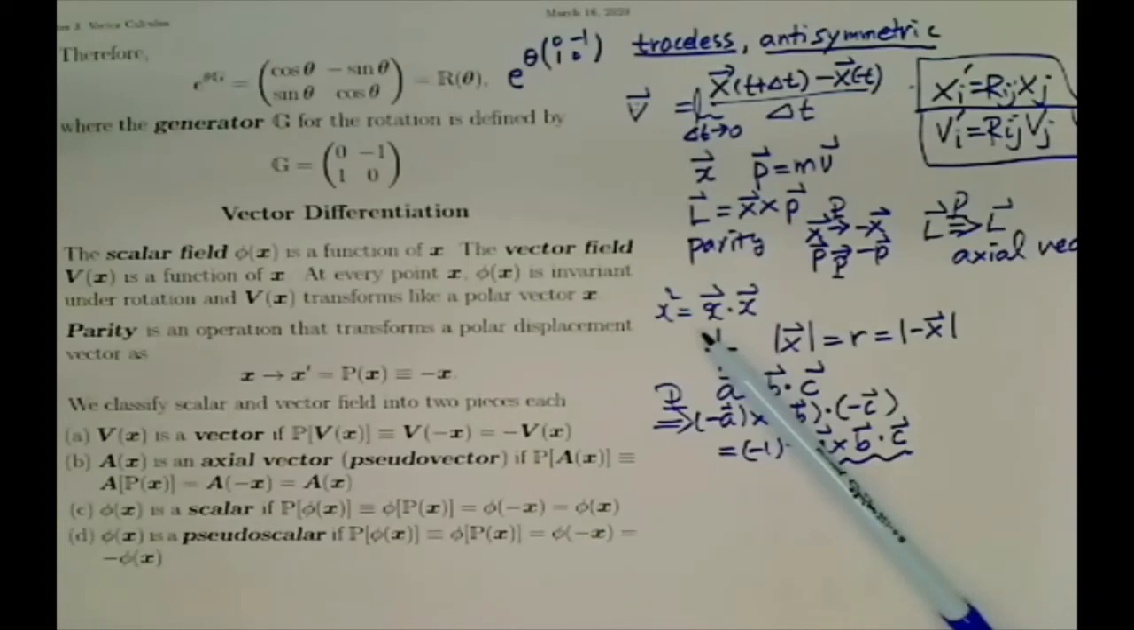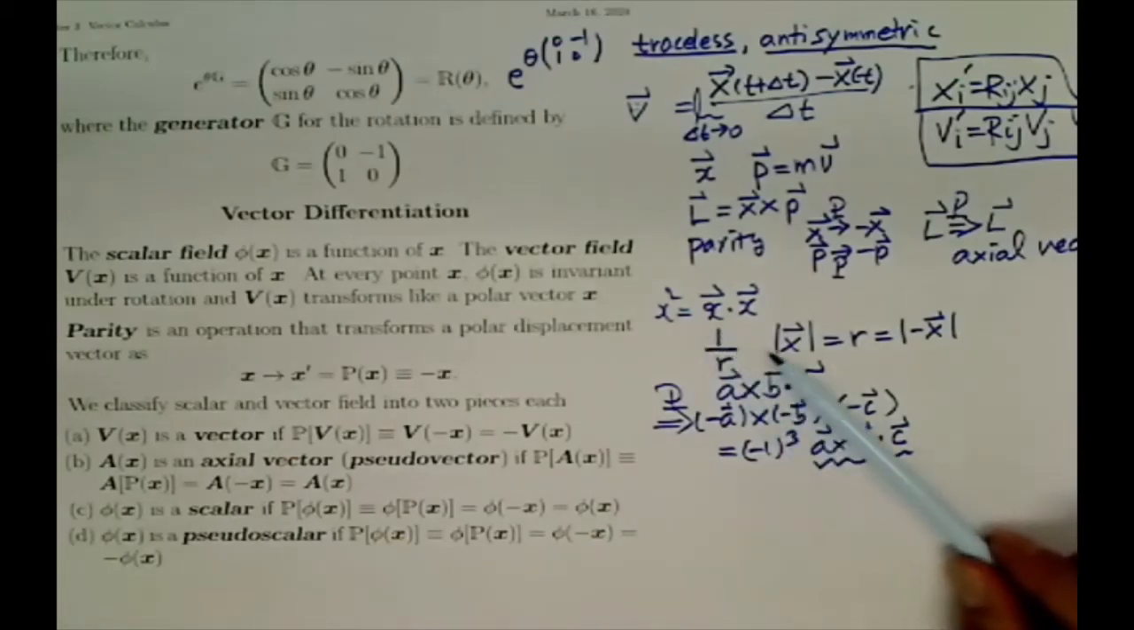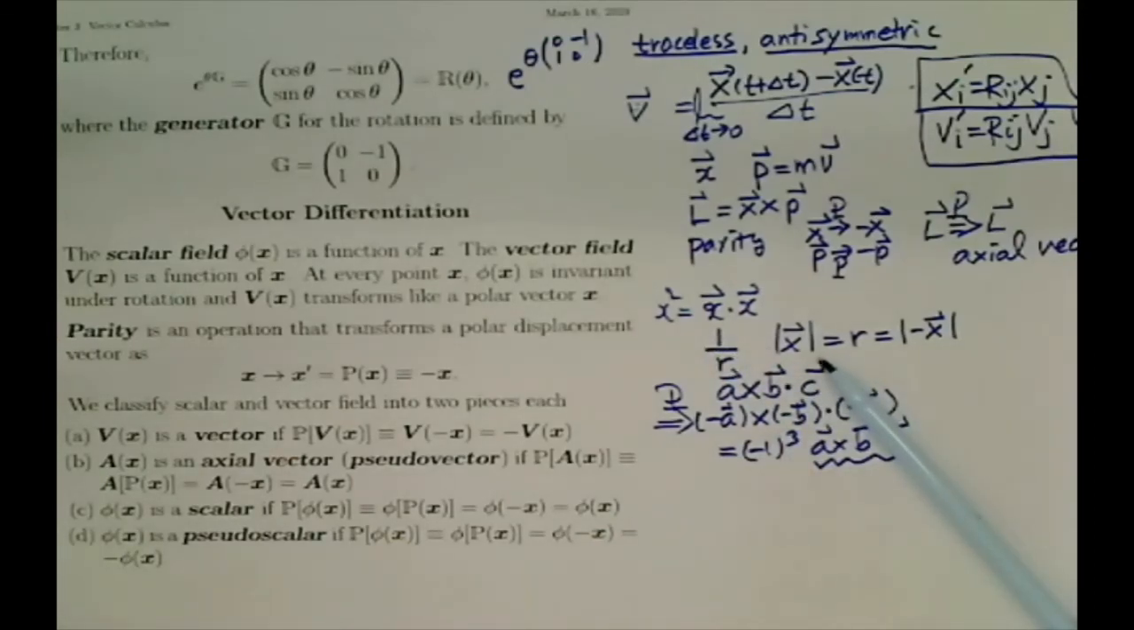Furthermore, any function of r, that is the magnitude of this vector, is also a scalar. For example, the electrostatic potential, Q over 4 pi epsilon 0 times r in the vacuum, is a scalar. It does not transform under rotation. In addition, it does not transform at all under parity. So a scalar is invariant under both rotation and parity.